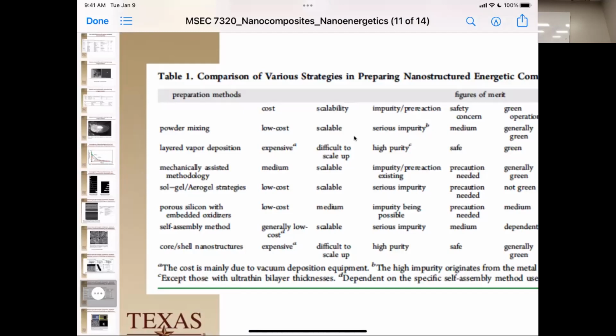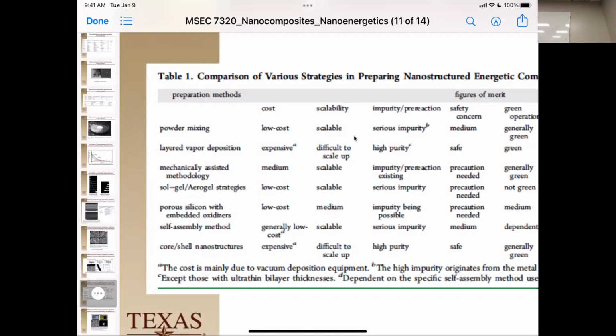Do lithography. Self-assembly can be low cost in there, but our impurity comes from, you're doing diffusion. You gotta make sure everything's super pure when you're doing diffusion. Depends. If it's all water, it's probably okay, but if you have to use something other than water, we stop being green. Core shell nanostructures.